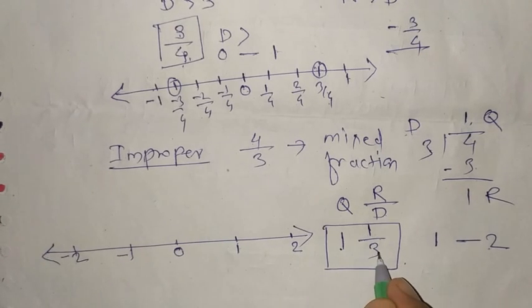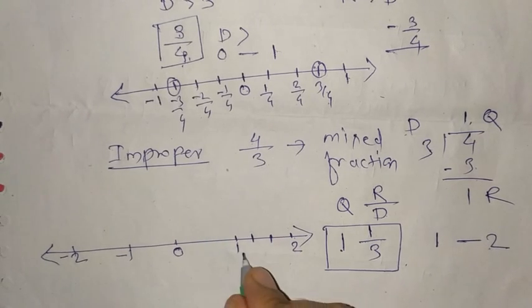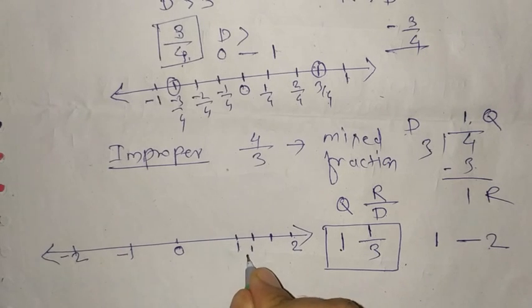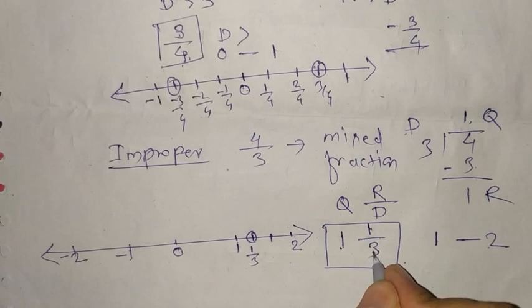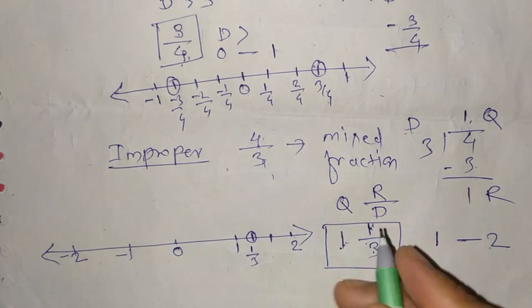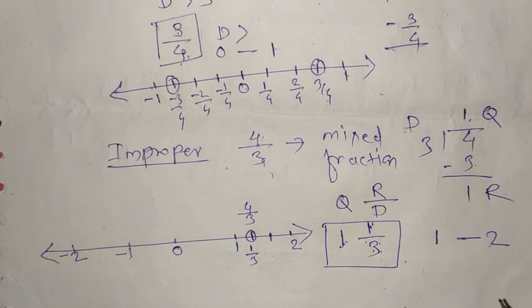Then downside 3 is there, so 3 partitions 1, 2, 3, and the number itself. Then from 1, after 1 you do 1 by 3, then here 2 by 3 comes, so that 1 by 3 is matching with this number. So this is nothing but 1 by 3, and 1 by 3 is nothing but our improper fraction number 4 by 3. So this is our answer.